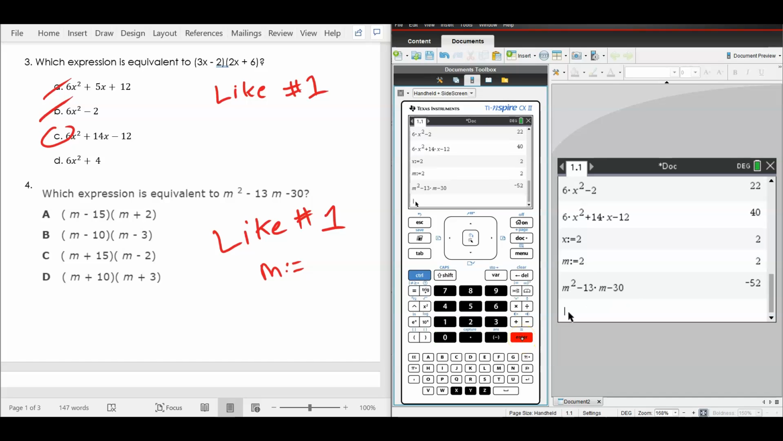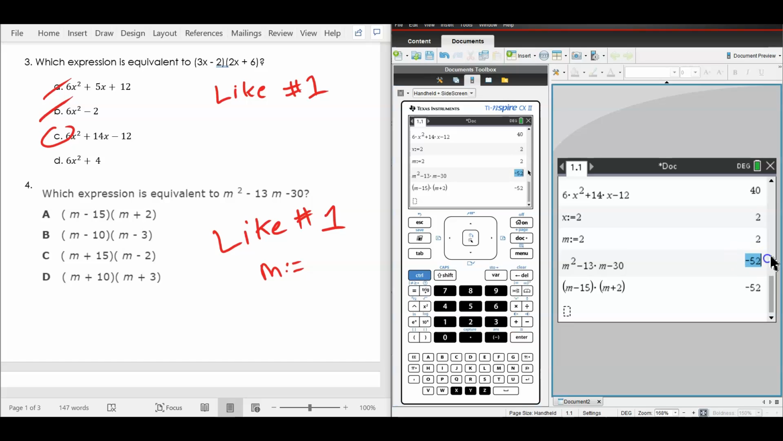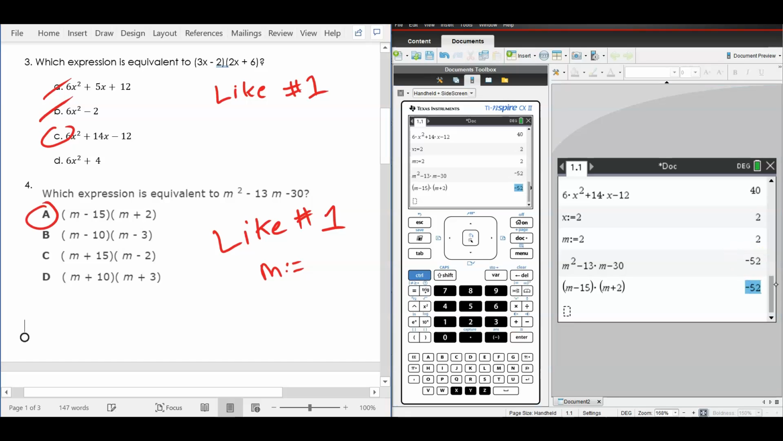All right. I got negative 52. Let's type in these answer choices. And all these are minus signs, not negative signs. Hey, the first one worked. Sweet. Cool.